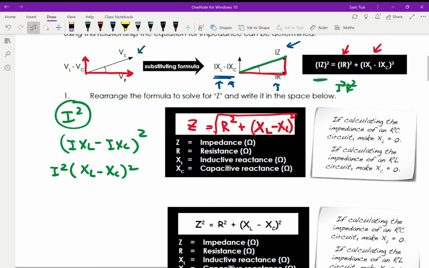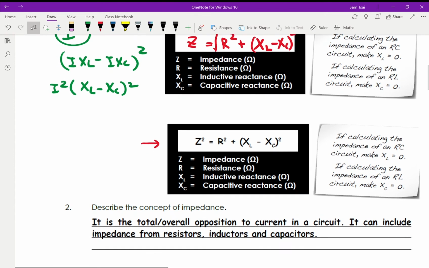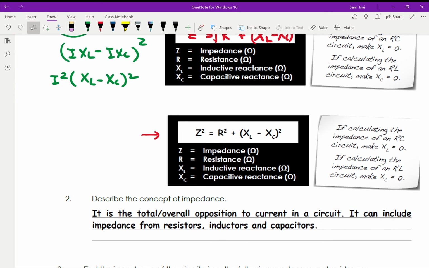This is the reference answer given in the answers. If people ask you to describe the concept of impedance, remember it is the overall or total opposition to current in the circuit, or you can write it in an AC circuit. You can include impedance from resistor, inductor, and capacitor, but individually we call this one reactance.